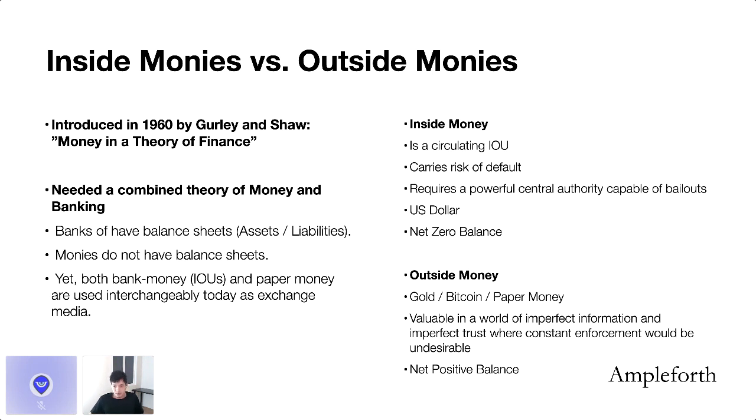The US dollar is an example of this. Whereas outside monies, they don't represent debt, right? They're things like commodity monies like gold and silver, or just the paper money component of the US dollar system, right? Like I said, some of it represents a credit debt relationship, but some of it just is a fixed stock of paper. The paper portion of that is also considered an outside money. And these outside monies are valuable in a world of imperfect information and imperfect trust, where you don't want to require constant enforcement. And they, again, always represent a net positive balance. And so Bitcoin is an example of an outside money.